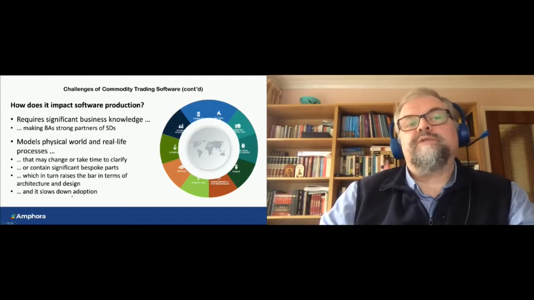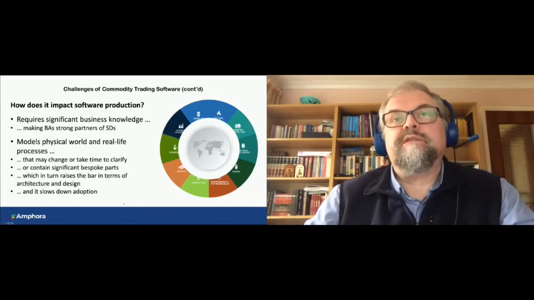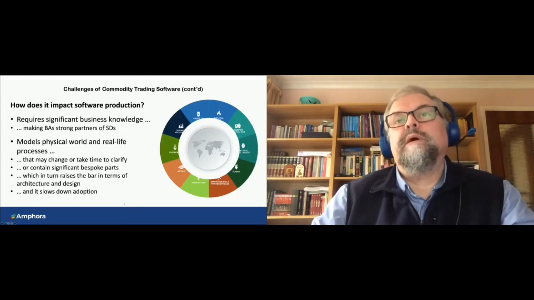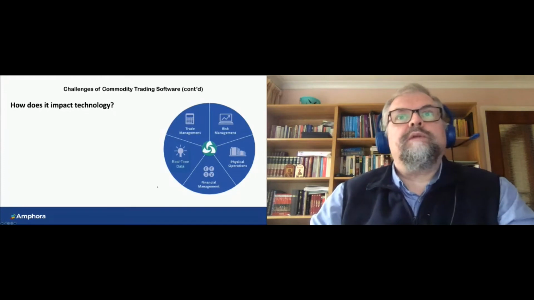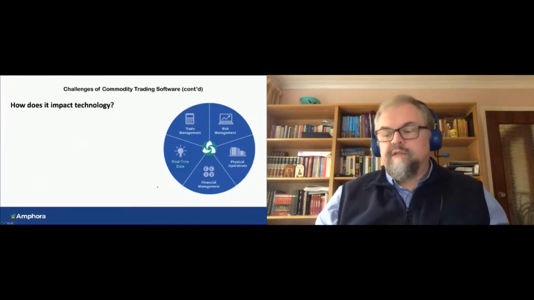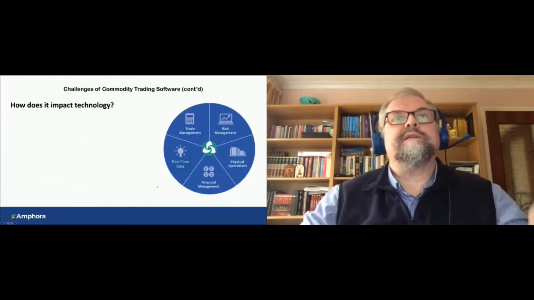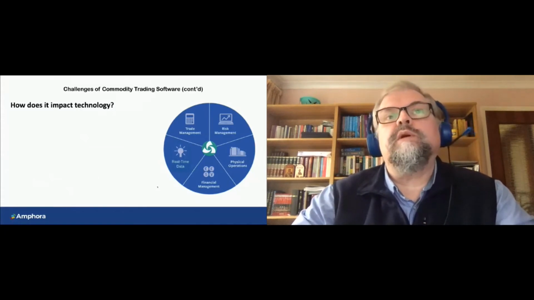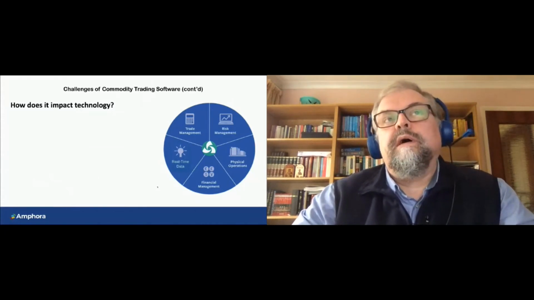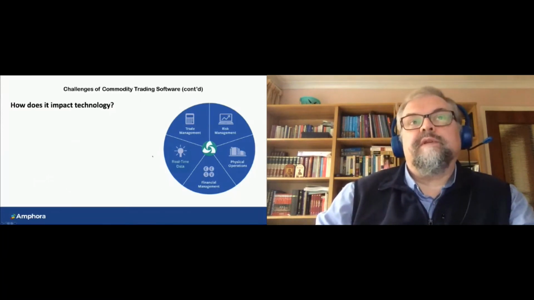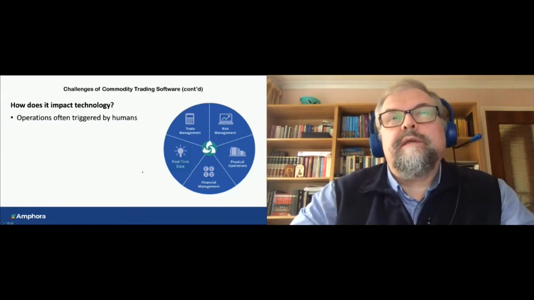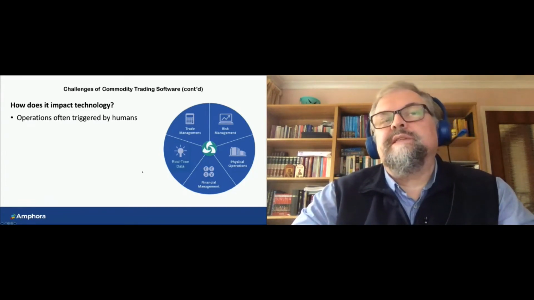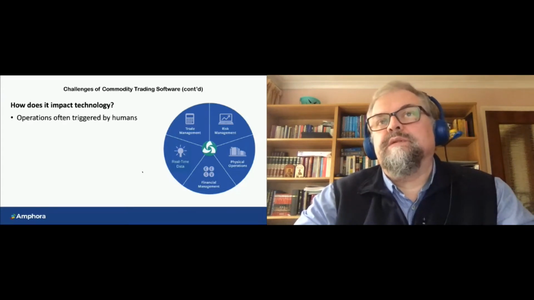So even though adoption here is not about being able to sell the software, but is to help the beneficiary to use it, it's a slower process. And all these characteristics of commodity trading have impact not only on how we develop software, but on the technology itself and technological choices. One important thing is that the processes that happen are triggered by humans.